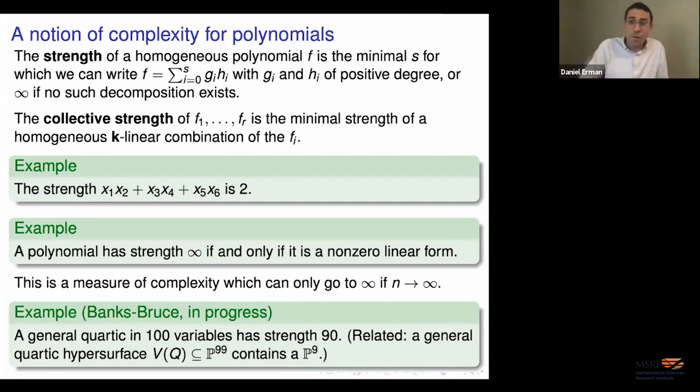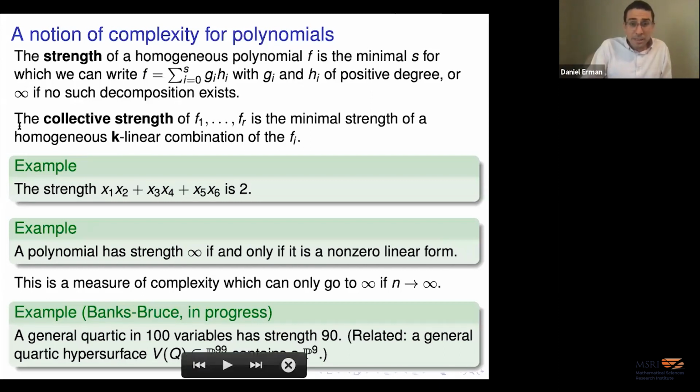But if you're not a linear form, then you can always write your polynomial as x1 times something plus x2 times something plus and so on, plus xn times something. And so any polynomial has strength at most n minus 1, I guess. Any polynomial of degree at least 2 has bounded strength. The strength is bounded by the number of variables. And so that's what I'm trying to get at in this comment here. I'm saying this notion of strength can only go to infinity if the number of variables goes to infinity. So it's correlated to the number of variables in some subtle way. But we're not referencing the number of variables.